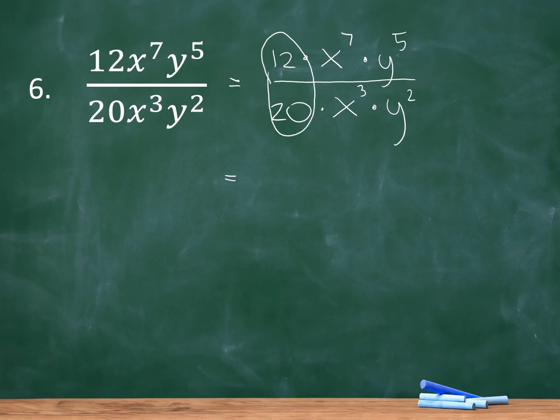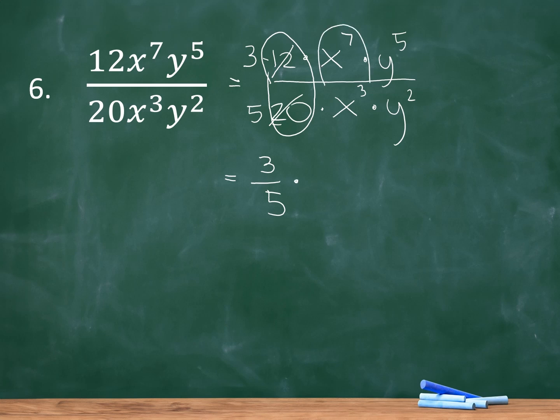We have here 12 over 20. So what we can do here is reduce 12 over 20 into lowest term. So we think of a number that can divide 12 and 20 evenly. So what number is that? We can use the number 4. 12 divided by 4 is 3, and then 20 divided by 4 is 5. So we have the fraction 3 over 5, or 3/5. Let's write it here, 3 over 5 times.